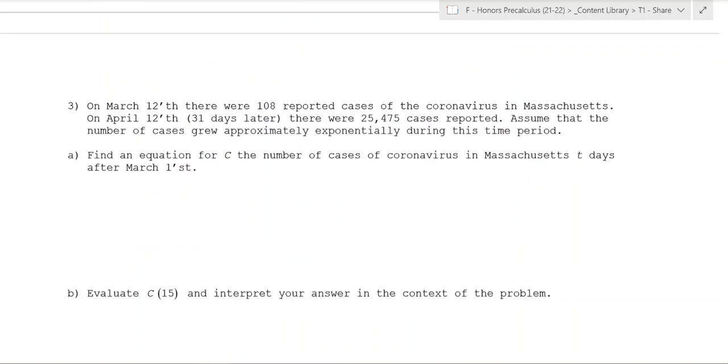So in this example, we're given 2 points and we're being asked to find an equation. You just have to take what they give you and find out what those 2 points are. For example, on the 12th of March, there were 108 reported cases. And then 31 days later, on April 12th, there were 25,475 cases. You can write these points based on the date or the number of days later, but it's really the days later that you need, because time moves on, it doesn't reset.